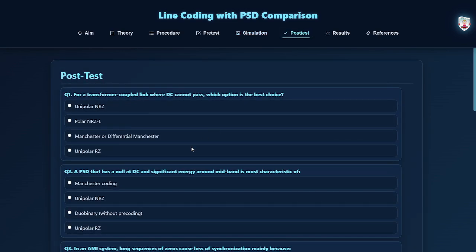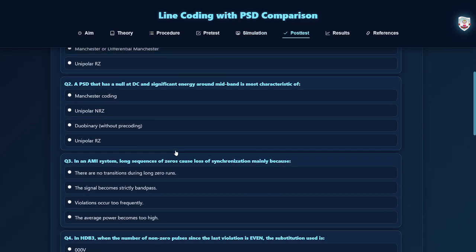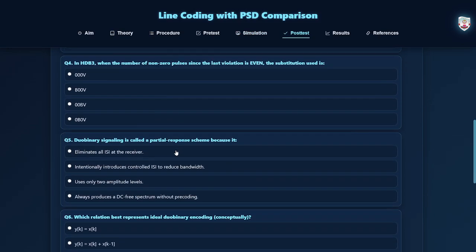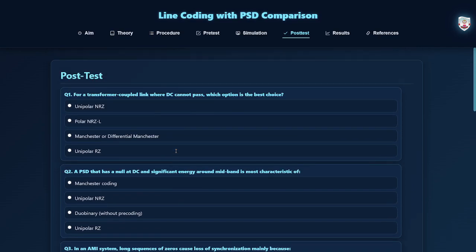Post-test. After completing the simulation, students can proceed to the post-test section. The post-test contains conceptual questions related to the experiment. These questions test the understanding of concepts such as synchronization, DC components, scrambling techniques, and partial response coding. By answering these questions, students can evaluate how well they understood the experiment.